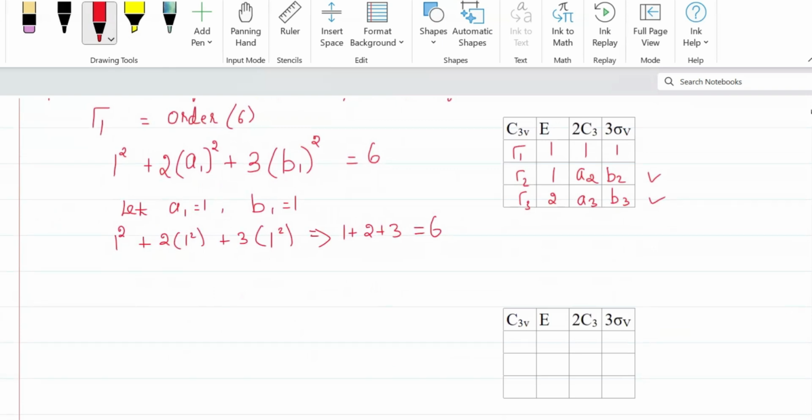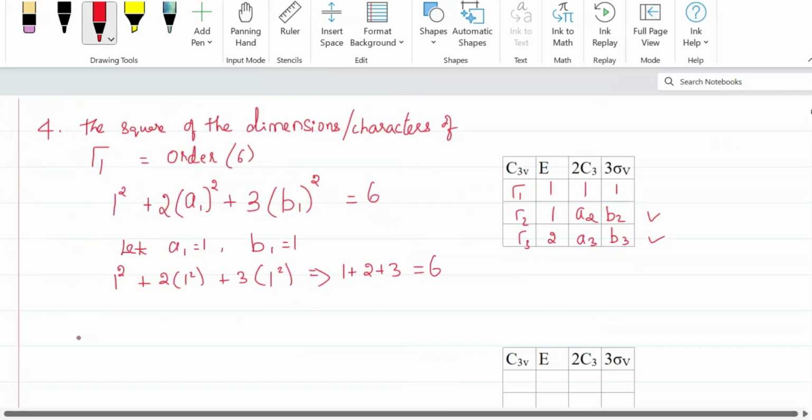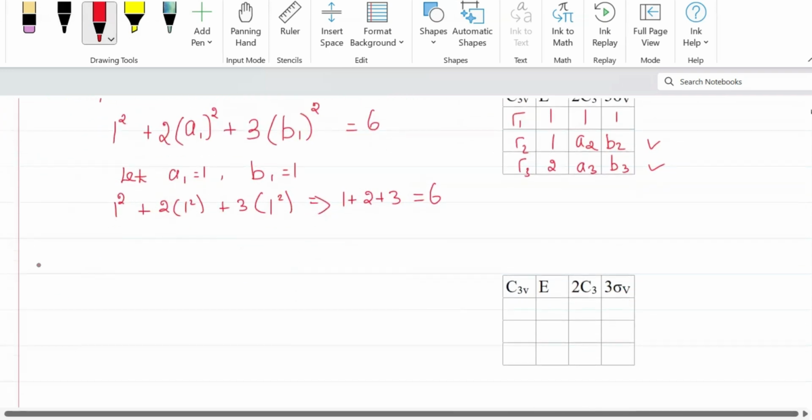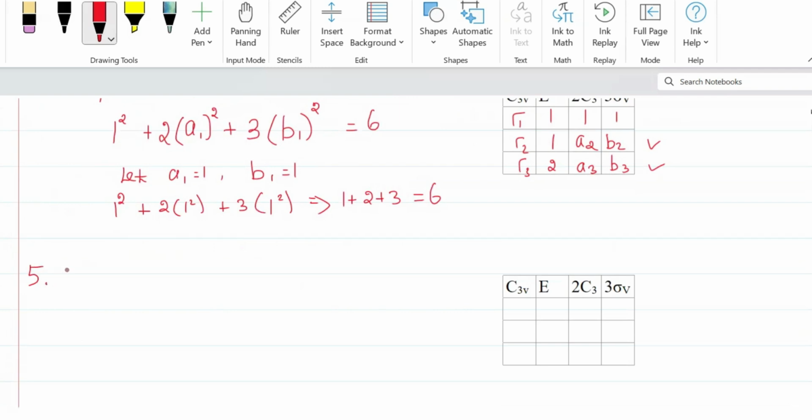So here comes the next step, the fifth step. Using the great orthogonality theorem, we are going to fix the characters of the other irreducible representations. All the operations should obey, or satisfy, the orthogonality condition.